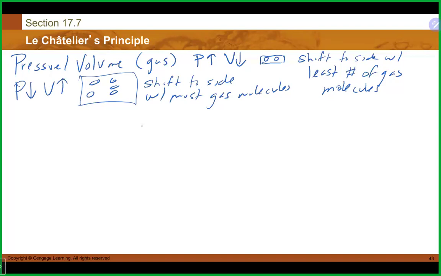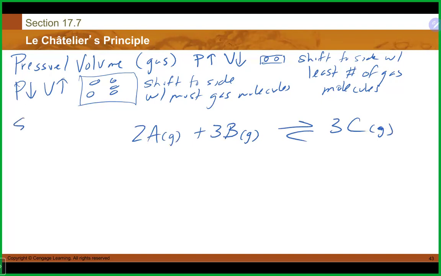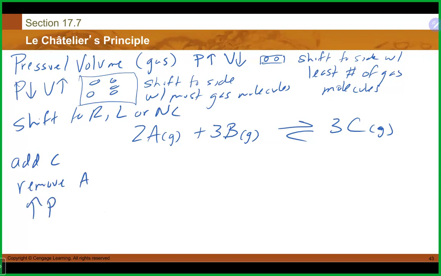So let's take a look at one. Let's say we had 2A plus 3B goes to, I go with 3C in this case. These are all gases. All right, let's see here. What will happen? Will it shift to the right, to the left, or no change if I do the following things? I'm going to add some C. I'm going to remove A. I'm going to increase the pressure. I'm going to increase the volume. I'm going to add more B.